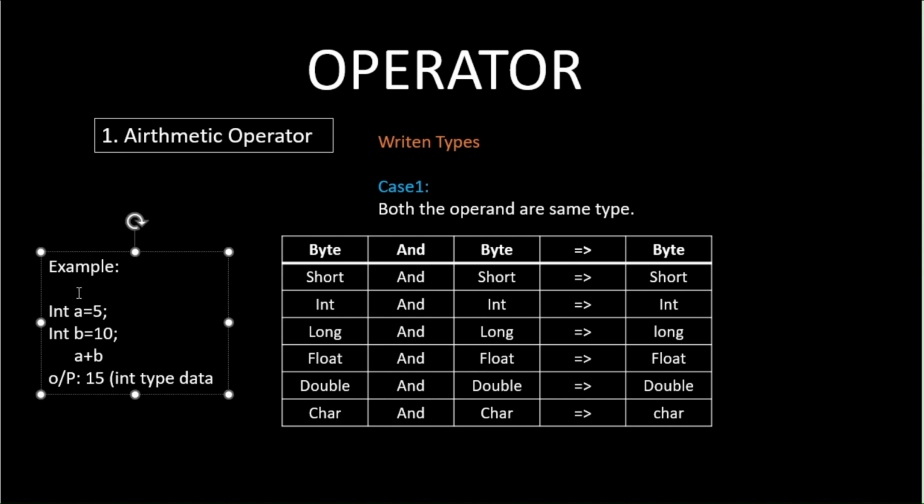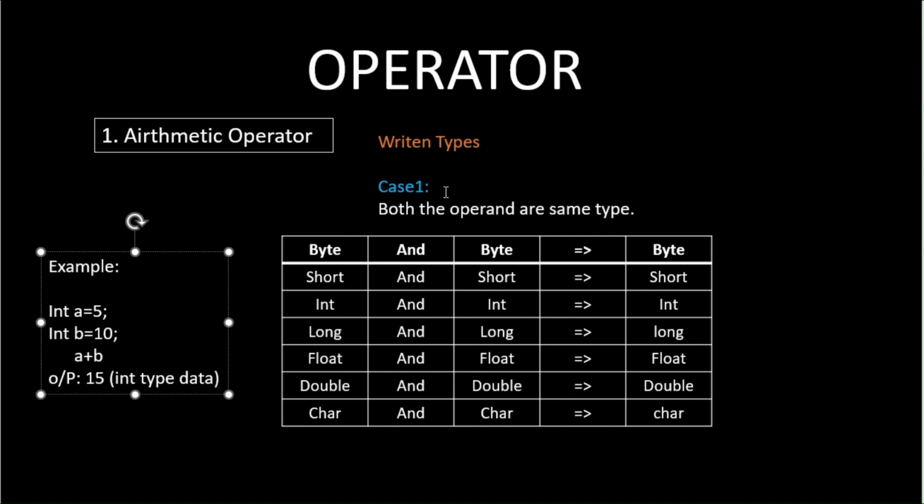So here we have an example. Let's suppose we have int a equals 5, int b equals 10, and we are doing the a plus b mathematical operation, which adds the two variables. So the output we will get is 15. What is the data type of this 15? It is int type data, right? We will get int type of data.